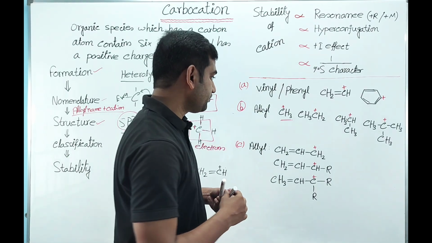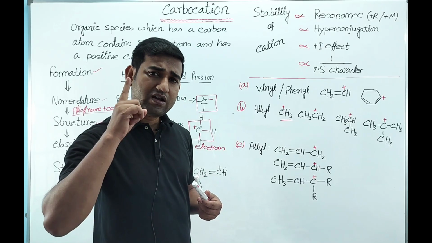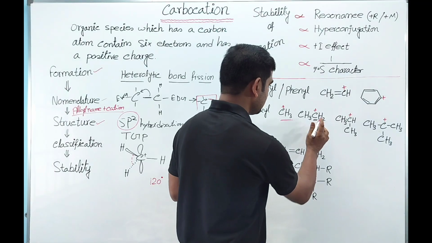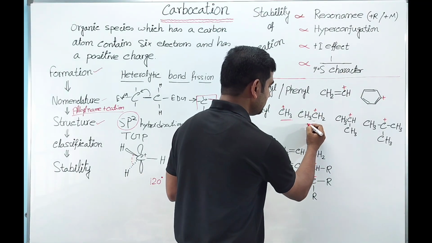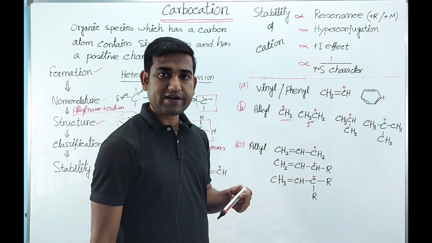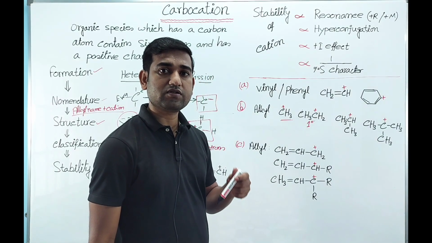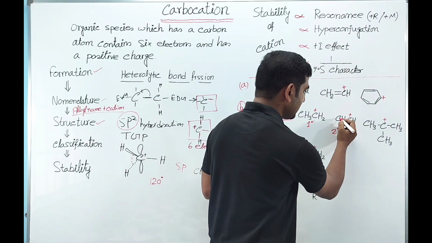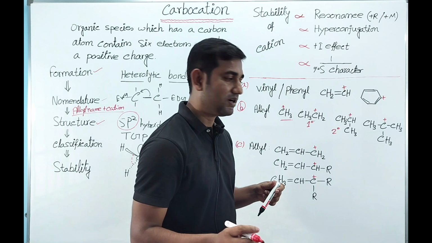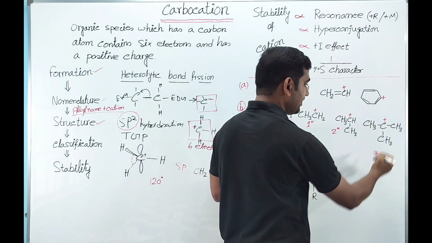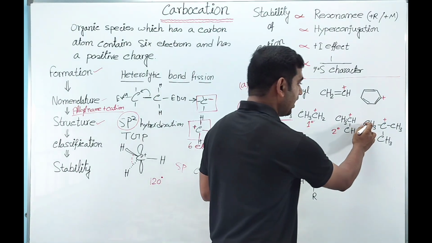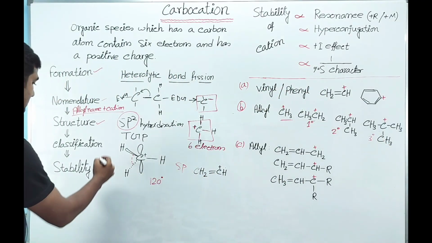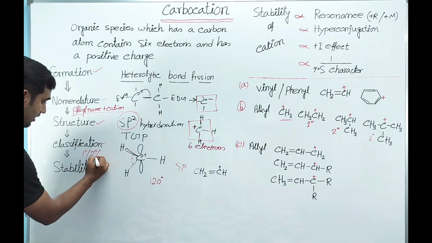So degree means, when a carbocation is directly attached with only one carbon atom, this is 1 degree. When a carbocation is directly attached with two carbon atoms, this is called a 2 degree carbocation, because it is attached with this carbon and this carbon. When a carbocation is attached with 3 carbon atoms, 1, 2 and 3, this is a 3 degree carbocation. So this is the classification: 1 degree, 2 degree and 3 degree.